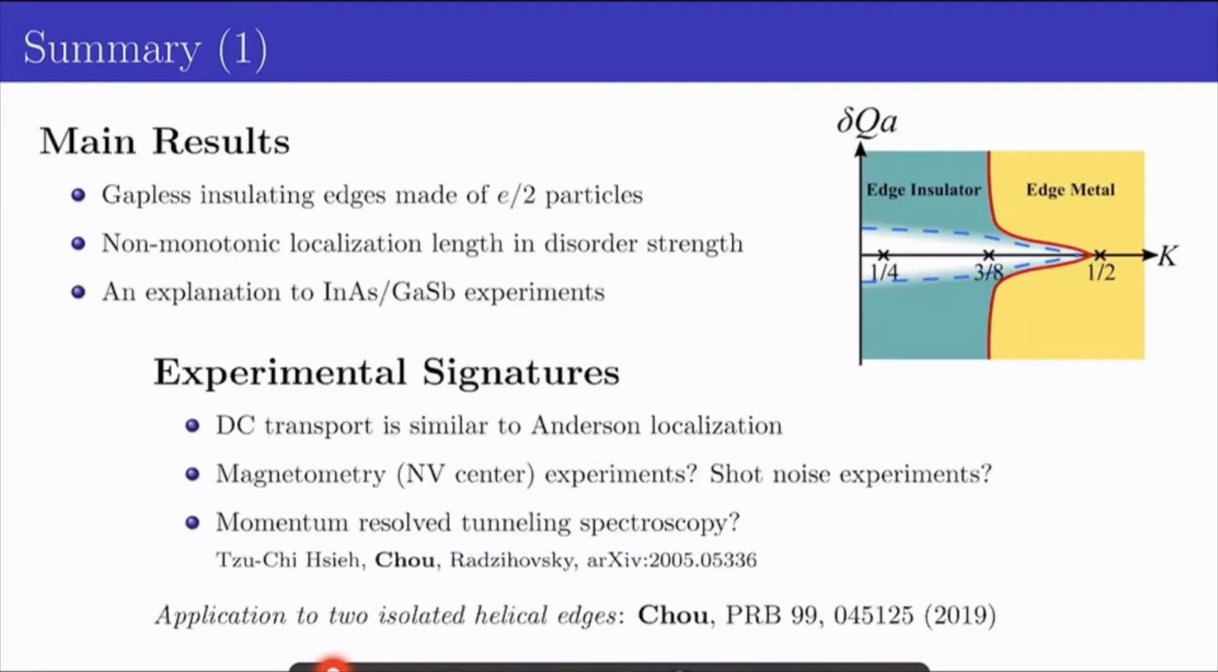The NV center type of experiment, which basically measures the finite-q conductivity, could possibly provide a way to identify the non-monotonicity in the localization. And perhaps momentum-resolved tunneling spectroscopy can also help us to identify this interesting state.